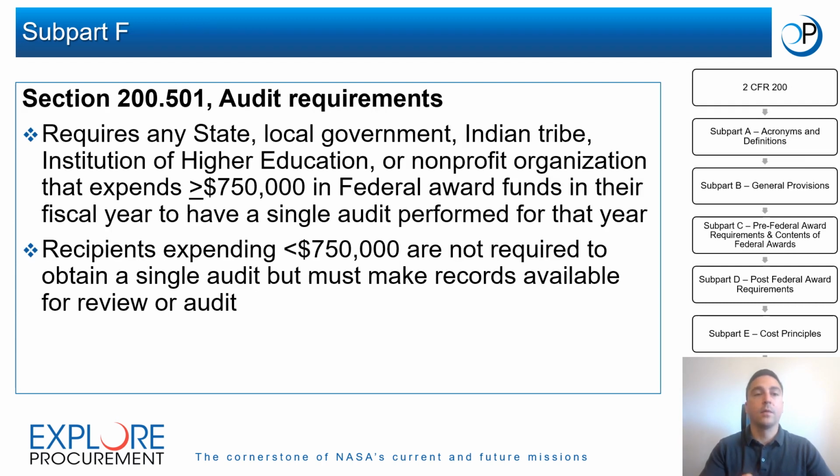Per subpart F, section 200.501, audit requirements, any state, local government, Indian tribe, institution of higher education, or nonprofit organization that expends $750,000 or more in federal award funds in their fiscal year must have a single audit performed for that year. Recipients expending less than $750,000 are not required to obtain a single audit. However, they must make records available for review or audit by the federal awarding agency, pass-through entity, or the Government Accountability Office, or GAO.